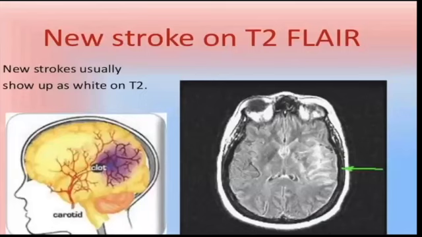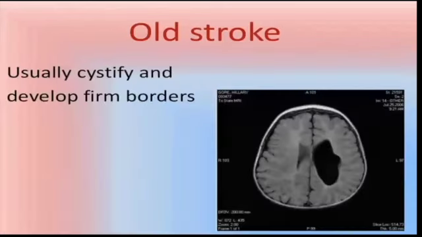So this is a patient who has a new stroke on a T2 FLAIR. And as we said, T2 FLAIR doesn't allow us to easily differentiate between ischemia and bleeding. If a patient has a stroke, it would usually show up as white on the T2. So this area that's being marked by the green line is the stroke on a T2 FLAIR. Now, this patient has an old stroke. Usually an old stroke would start to cystify and develop firm borders. So here, this is what we're looking at, this image.